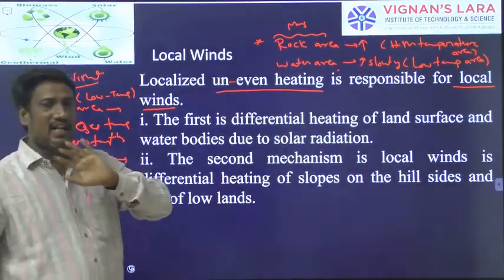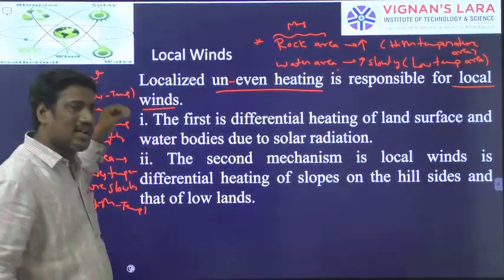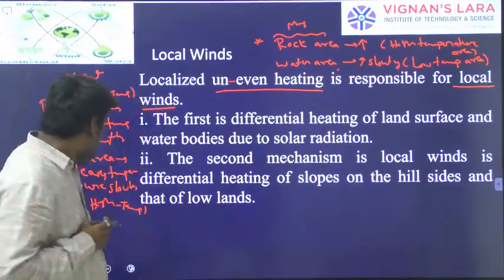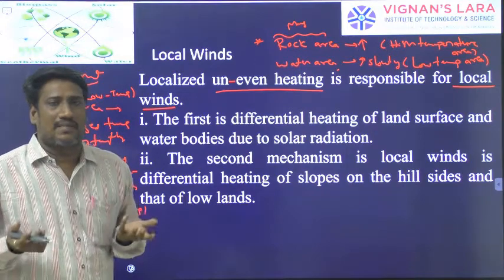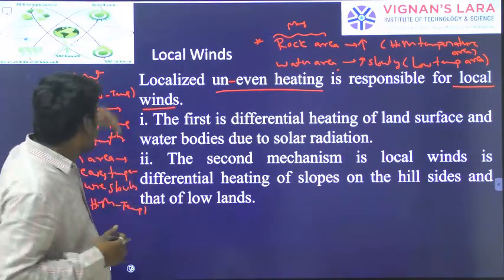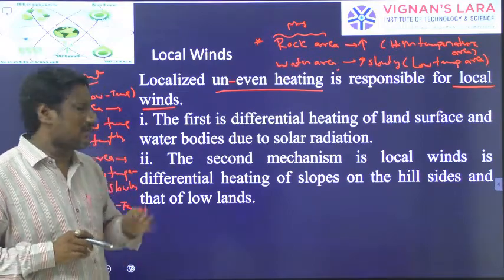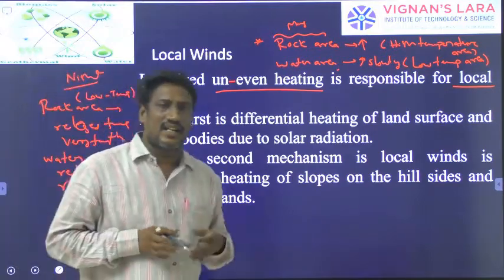In the night, the rock area can be called a low temperature area, and the water area can be called a high temperature area. Now in the reverse way, from the low temperature area to the high temperature area, wind will blow. So I can conclude this.